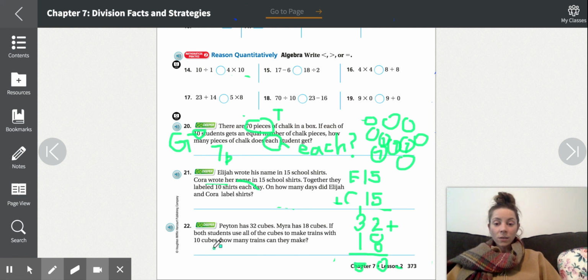So that sounds like division. 50 divided by 10. And we've gotten pretty good at this now. I think you can do it mentally probably. 50 divided by 10 is 5. So our answer for that one is 5.